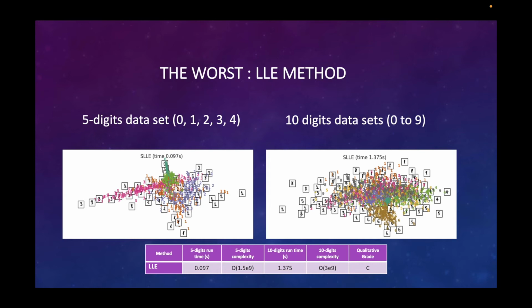As you can observe, the LLE method is not successful at all on the 5-digit dataset and has only managed to classify digit 6 on the 10-digit dataset. The total complexity of this algorithm is not that high, but the bad performance is enough to give it a C grade.